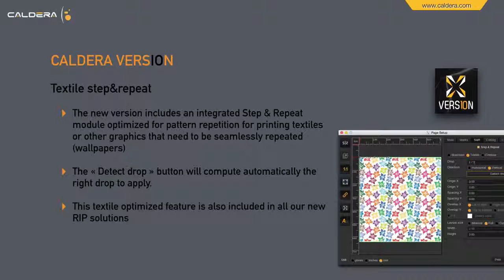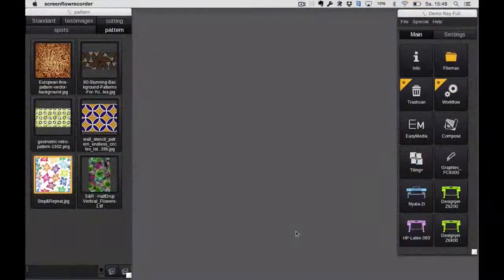The new version also includes an integrated step and repeat module optimized for pattern repetition, for printing textiles or other graphics that need to be seamlessly repeated, like wallpapers. There's a detect drop button which will compute automatically the right drop to apply. This textile optimized feature is included in all current version 10 RIP solutions. So let's see that in action as well.